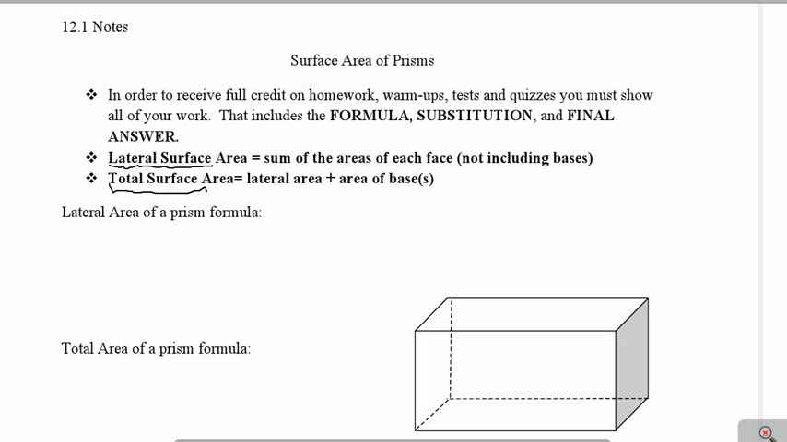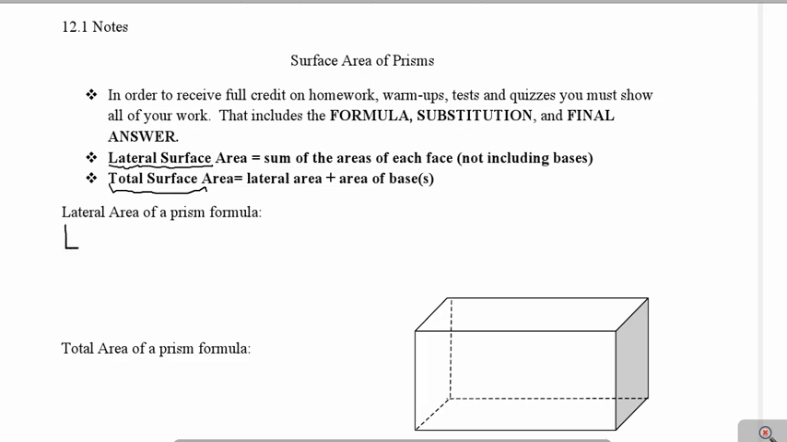Now there are lots of different types of prisms. Prisms are typically labeled by the shape of their base. So if you look at the diagram to the right, this would be an example of a rectangular prism because the base is a rectangle. We'll look at some other types of prisms a little bit later when we get to some of our other examples, but we're going to use this first one just to talk about the different formulas.